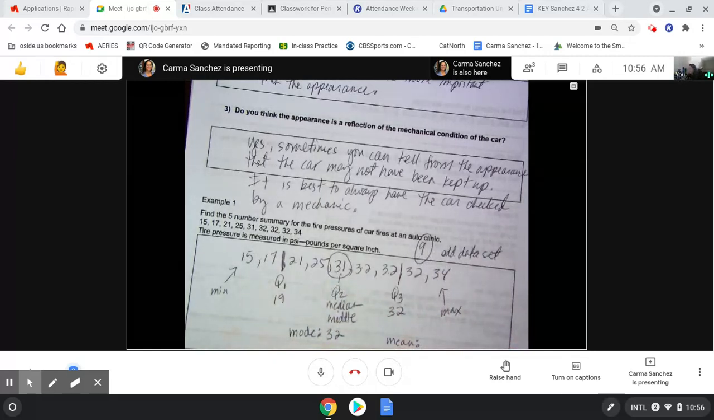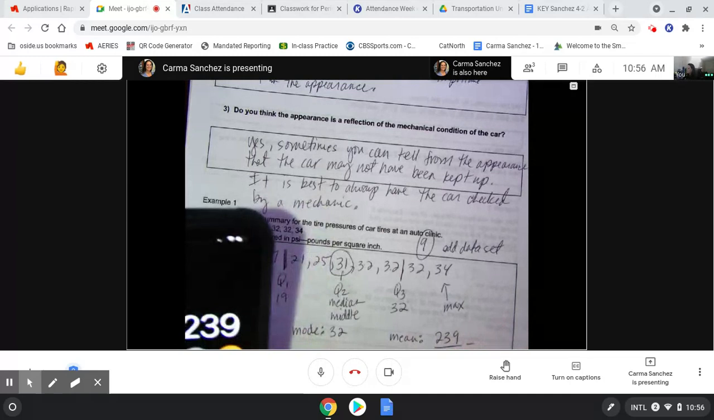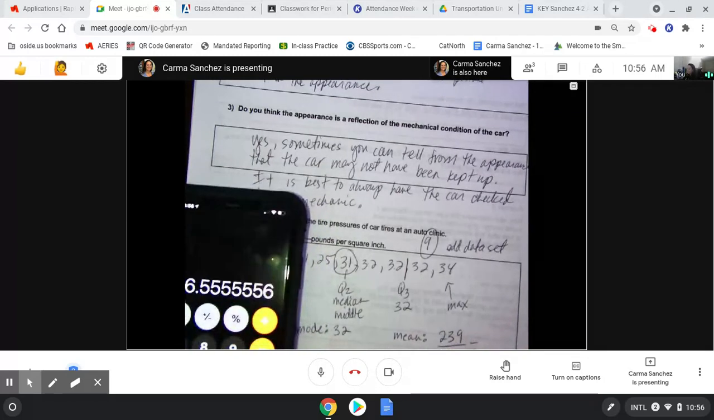15 plus 17 plus 21 plus 25 plus 31 plus 32 plus 32 plus 32 again plus 34. I'm getting 239 divided by 9. So I'm getting 26.55, or if they want a whole number, we would just say 27.